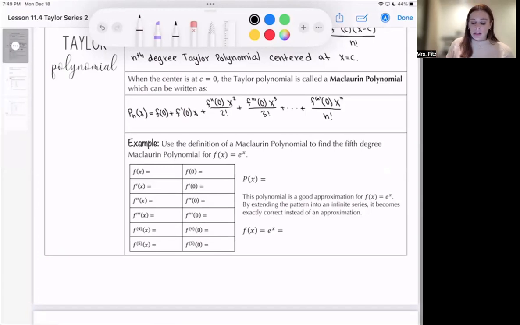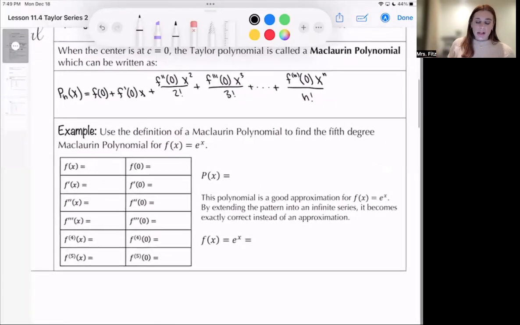Okay. So first example, we're going to use the definition of Maclaurin polynomial to find the fifth degree Maclaurin polynomial for f of x equals e to the x. The table is going to help us create a polynomial based on the form that's written above. So we need to know f of 0. We need to know f prime of 0 times x, right? f double prime of 0. And this table is going to help us do that.